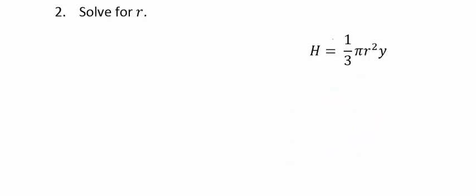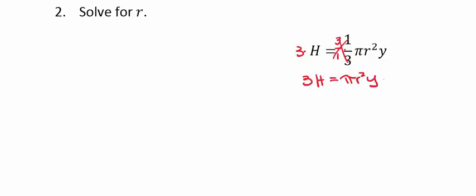Alright, let's look at this question. It says solve for r. The first thing I notice here is we have a fraction, 1/3 times everything. I think it'd be easier if we were to move that fraction first. And we can move this fraction by multiplying by its reciprocal. So if we multiply both sides by 3/1, or times 3, it simplifies things a little bit. 3h equals pi r squared y.